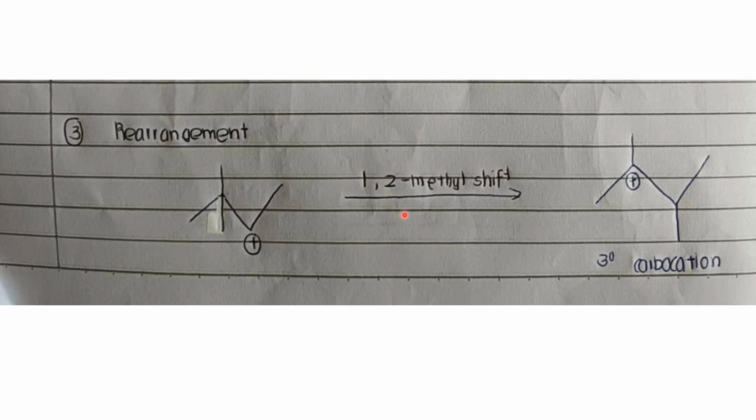So after the 1,2 methyl shift, a more stable carbocation is formed, which is a tertiary carbocation. This rearrangement creates a more stable and more substituted carbocation, which can make the reaction more efficient and selective.